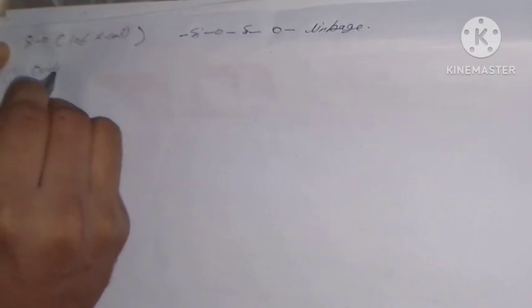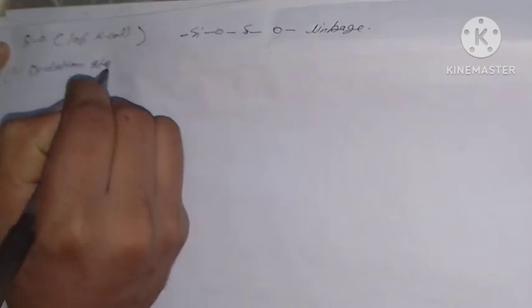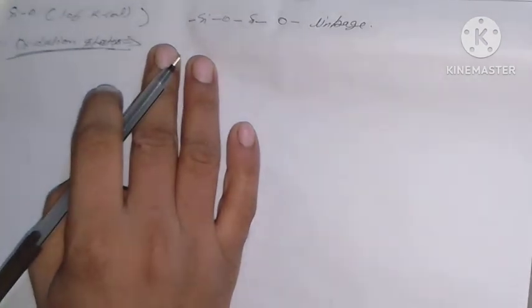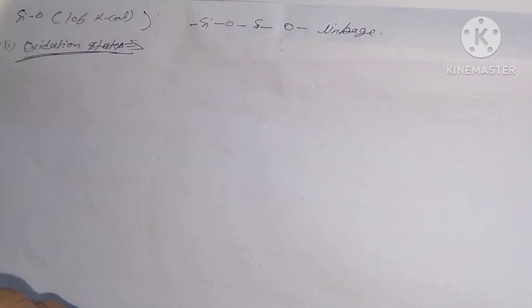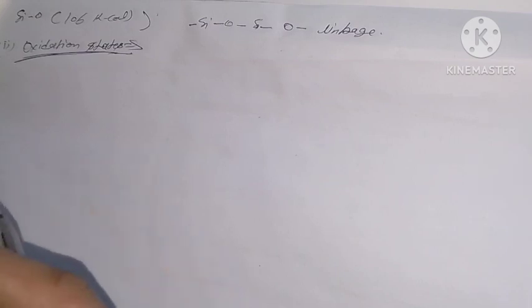Next point, oxidation state. +2 and +4 oxidation states are common to all. +4 oxidation state is due to participation of ns2 np2 electrons, and +2 state is due to participation of only np2 electrons. Due to inert pair effect, stability of +4 oxidation state decreases with increase in atomic number in the group and +2 oxidation state increases. For carbon, +2 oxidation state is less stable, but for lead, +2 oxidation state is more stable.